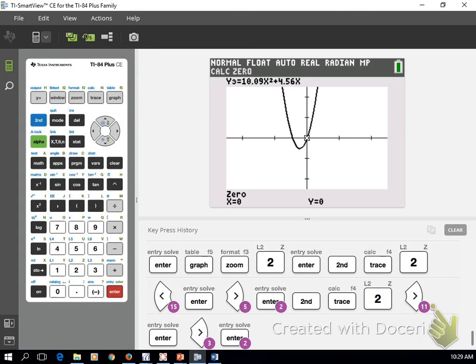Okay? And that's how you use your graphing calculator. Feel free to use that to check your answers as well. But that's all there is to it.